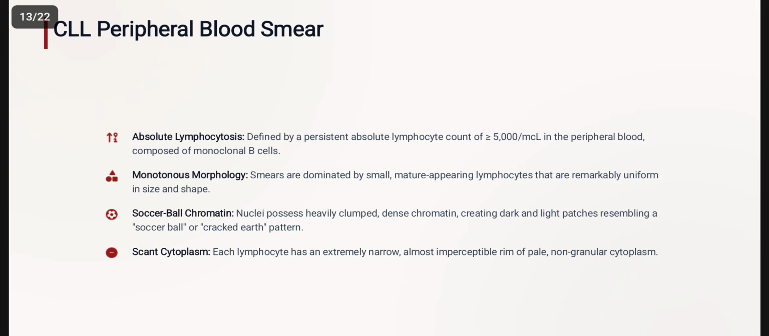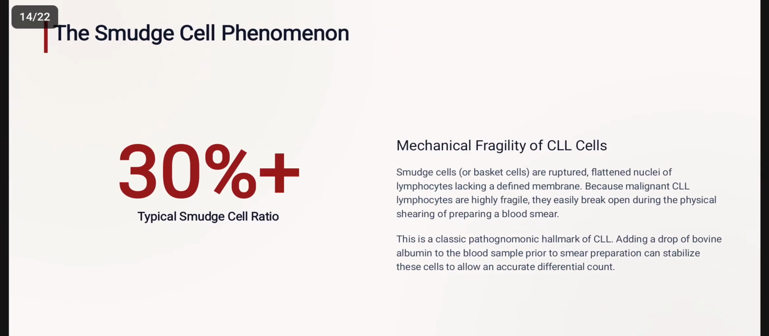There is a soccer ball chromatin. The nucleus possesses heavily clumped and dense chromatin, creating dark and light patches resembling a soccer ball or cracked earth pattern. There is scanty cytoplasm. Each lymphocyte has an extremely narrow, almost imperceptible rim of pale, non-granular cytoplasm. Smudge cell phenomenon: there is a typical smudge cell ratio of 30%.